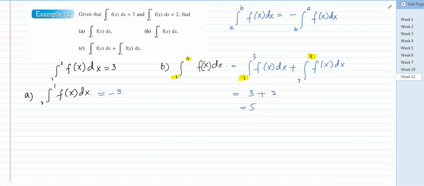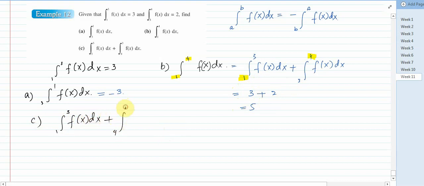Alright, so I hope that these two parts are clear, and for the last part it says the integral of 1 to 3 f(x) dx plus the integral of 4 to 3 f(x) dx. If you observed in the last question, keep in mind that the end point of the first limit and the starting point of the second limit should be the same. Alright, so with the same approach, why don't you give it a try first?